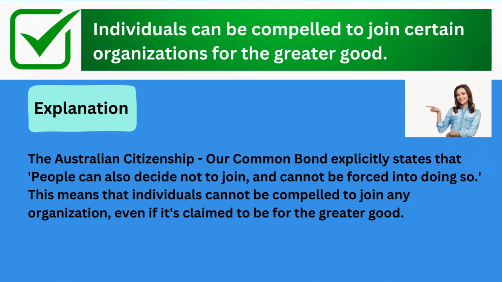The correct answer is individuals can be compelled to join certain organizations for the greater good. Explanation: the Australian Citizenship, our common bond, explicitly states that people can also decide not to join and cannot be forced into doing so. This means that individuals cannot be compelled to join any organization, even if it's claimed to be for the greater good.